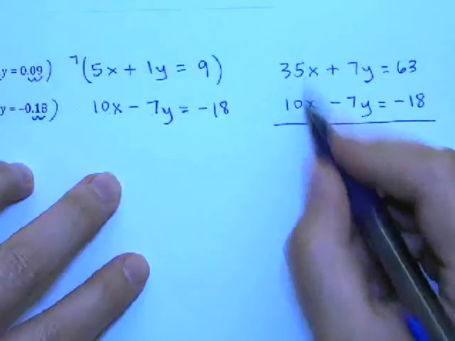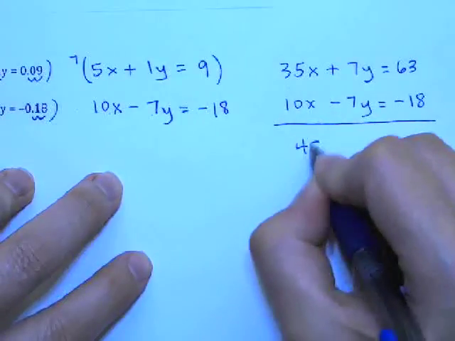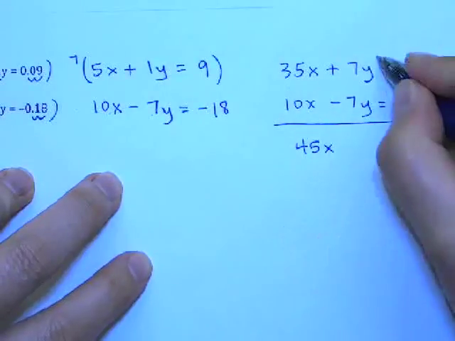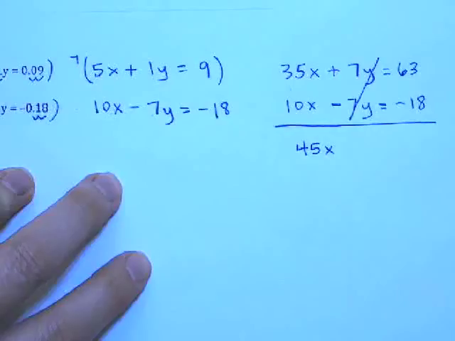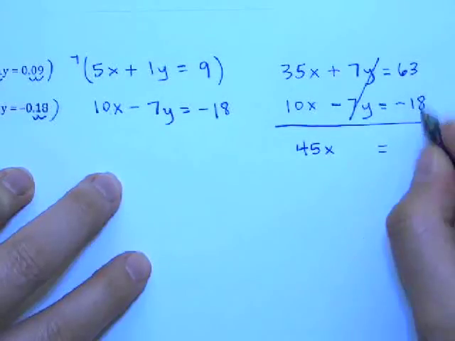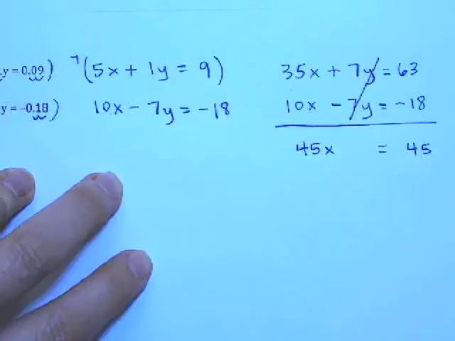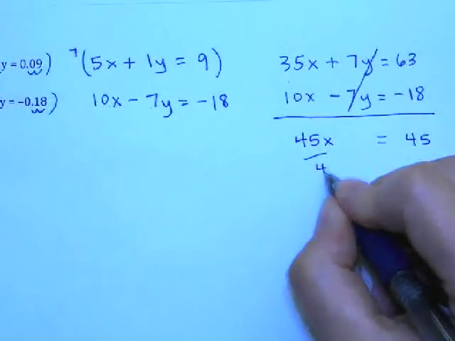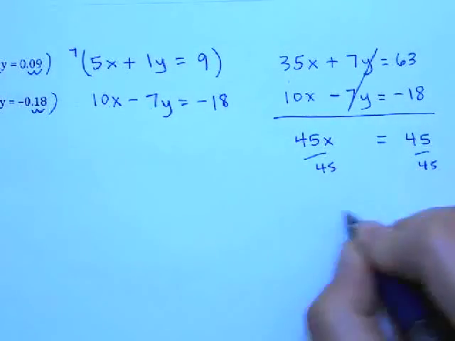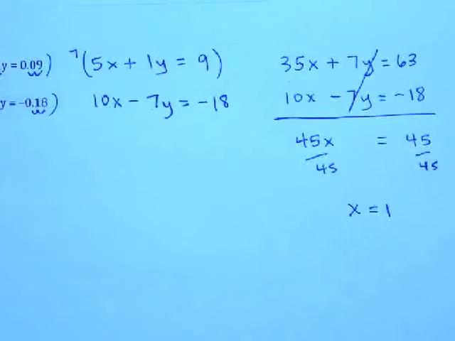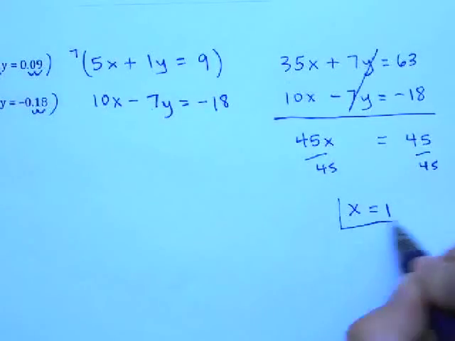35x plus 10x is 45x. The y's cancel out, or they're eliminated. And this equals 63 minus 18, which is 45. To solve for x here, I divide both sides by 45. So x equals 1.